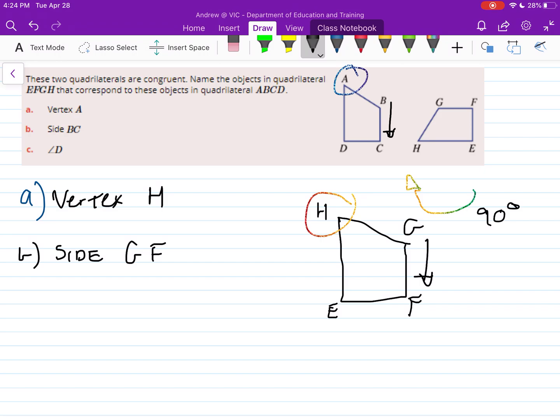And then lastly, we've got angle D. Angle D is this one in the bottom corner, so this will be this one here. So angle C is, angle E will be that one there.